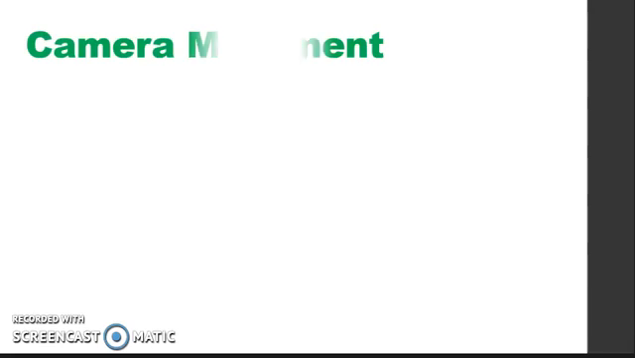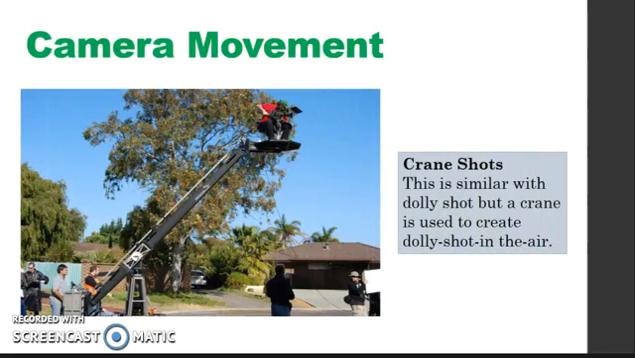We have the crane shot. A crane shot is similar to a dolly shot, but a crane shot is used to create a dolly shot in the air. How? A crane shot is taken by a camera mounted on a jib, just like this one, or a crane that moves up and down.